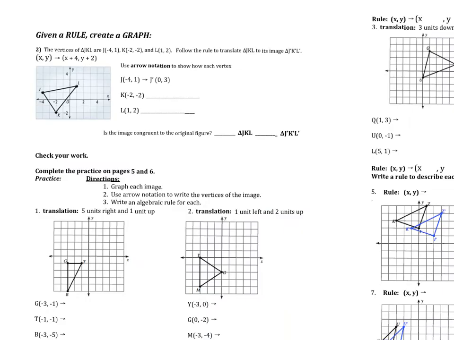On page 8, we're going to start working on some translations. Remember, translations are slides, and the goal is to be able to show through the coordinate grid your new image of triangle JKL. If we are to follow the rule for x and y in our translation from one point to the other, the goal is to make sure that first we map what we know.